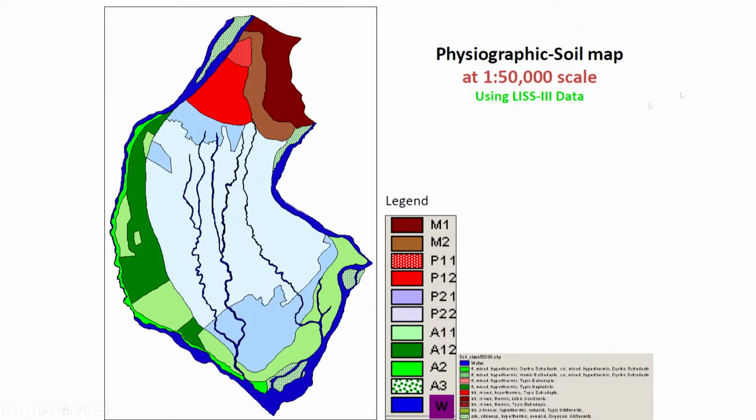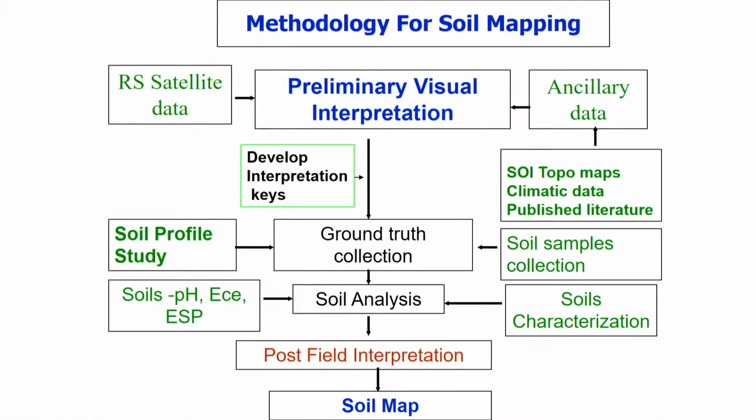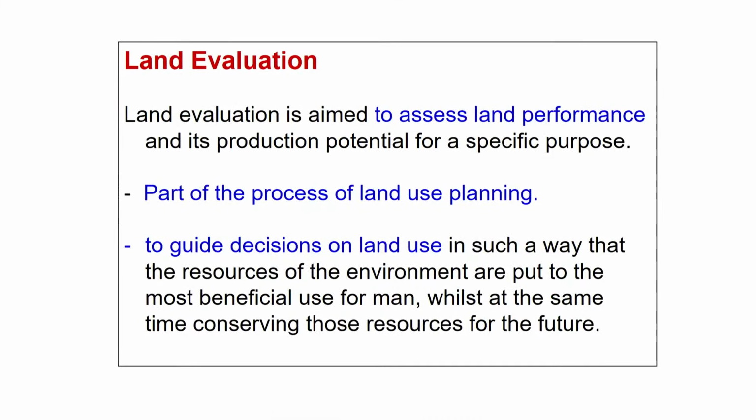So this is the soil map prepared by interpretation. You get these map units, and in these map units we have taken the soil samples and prepared the soil map. So this is the soil mapping procedure which I have explained to you, so you can go through that. Then after preparing the soil map, the question comes how to use this map for land use planning. So we do the land evaluation.